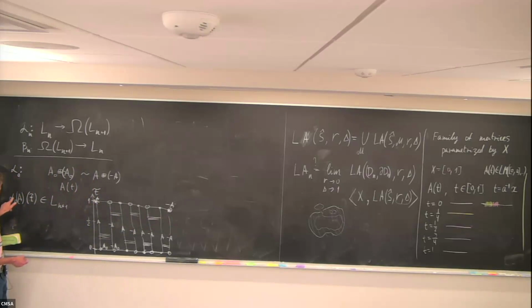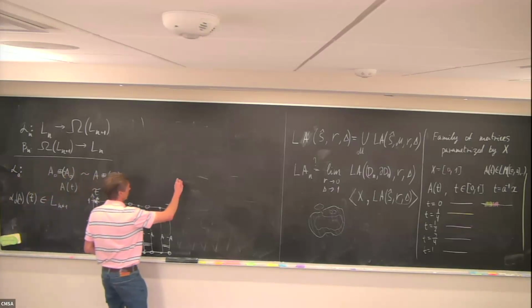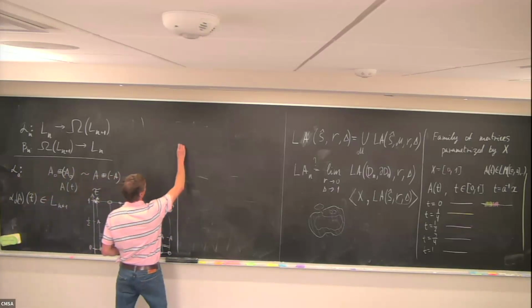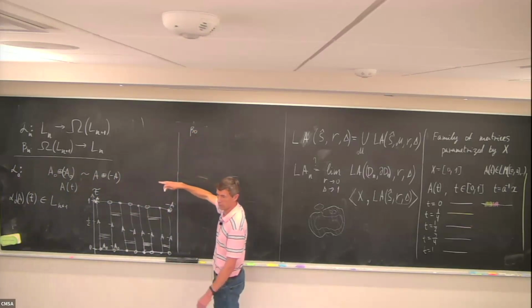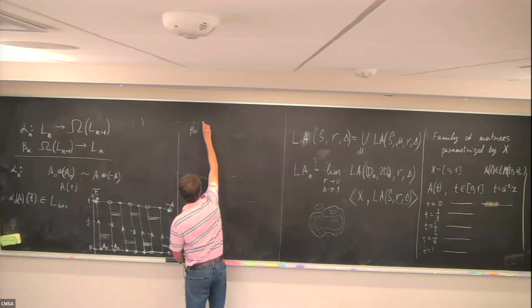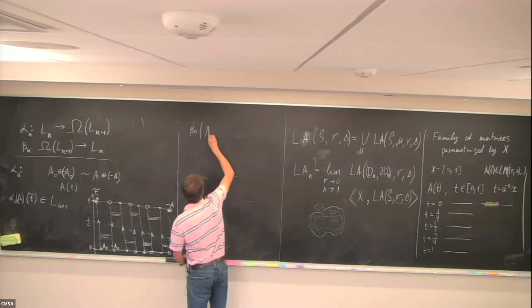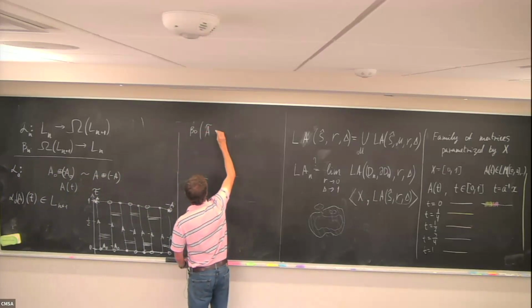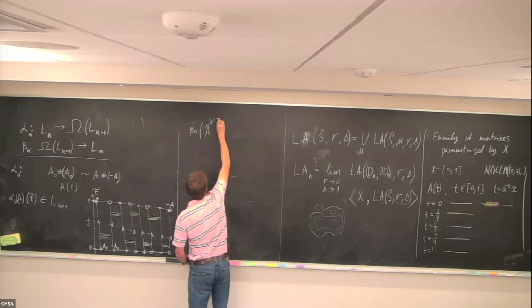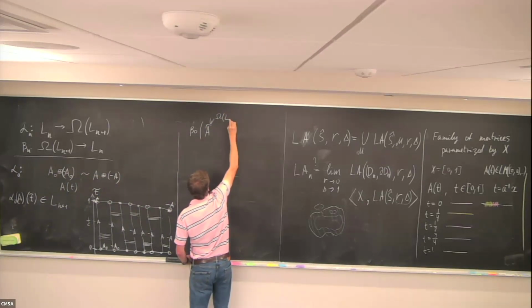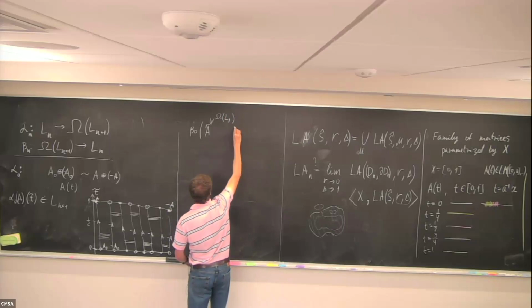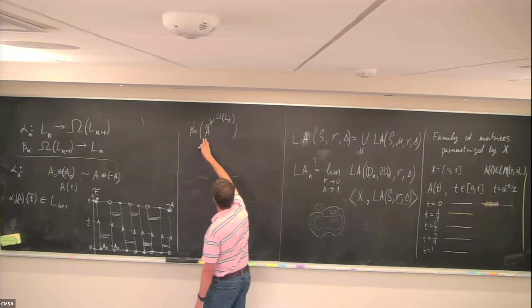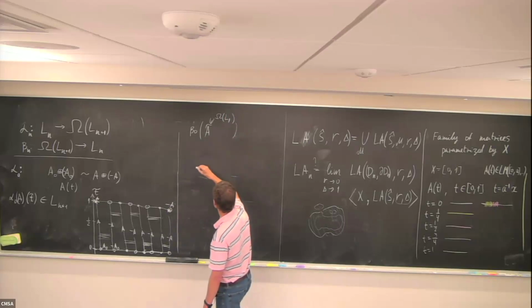Now, what is beta zero? Beta zero is a spatial interpolation. If there is some a tilde that is an element of omega of L1, what do we do?